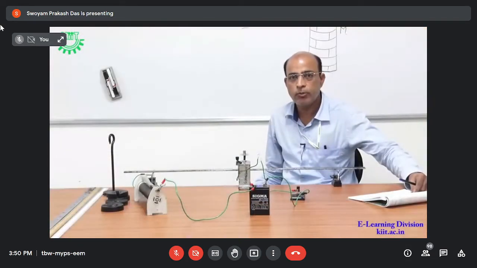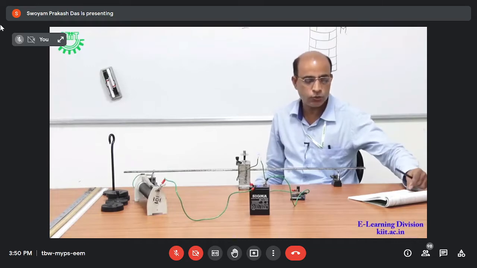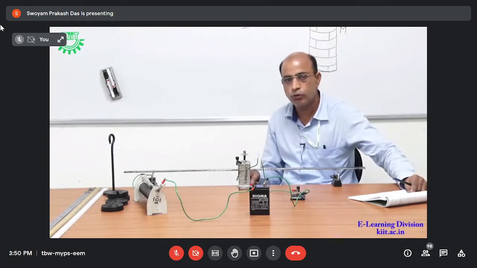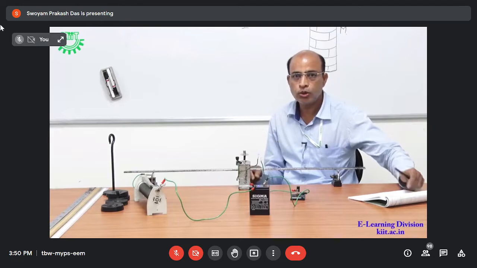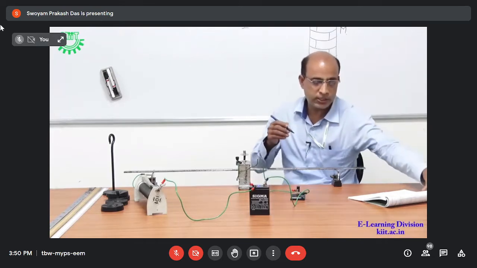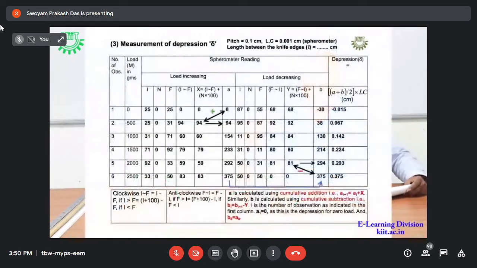The final reading will also be the same, that is 25, because we have provided no load to the hanger. So both initial and final will be the same. Whatever it comes, that we will note down. Here we got initial reading 25 and final reading also 25.